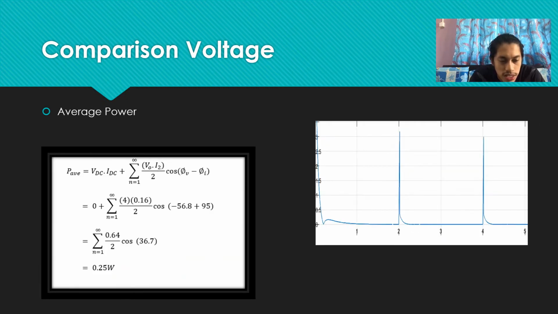For the last but not least, for the average power, we use the general equation for the P average. So we substitute all the values in the equation and we calculate the value of the P average, which is 0.25 watts. So we run it in the MATLAB simulation, so we will get this graph.